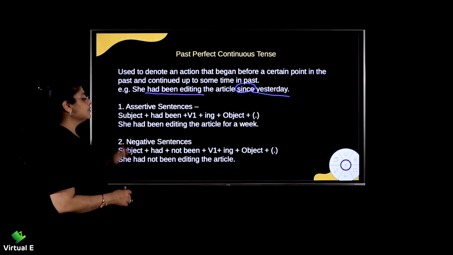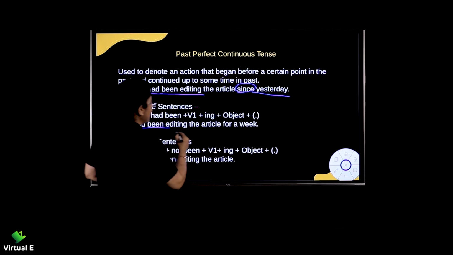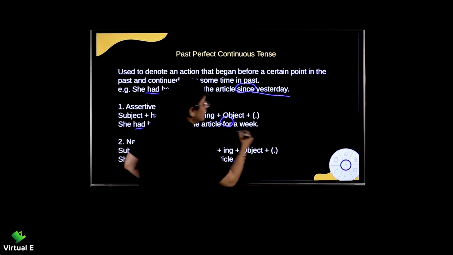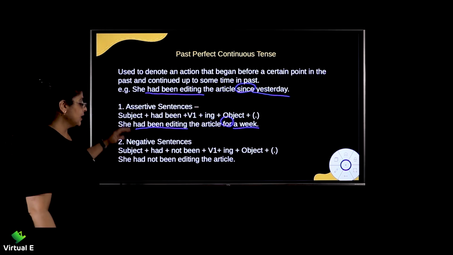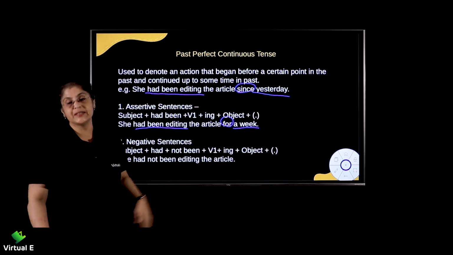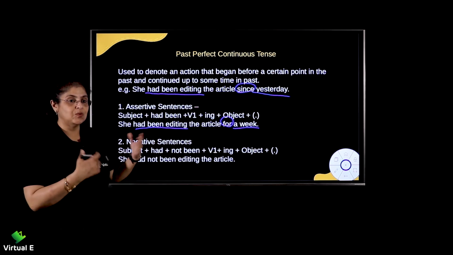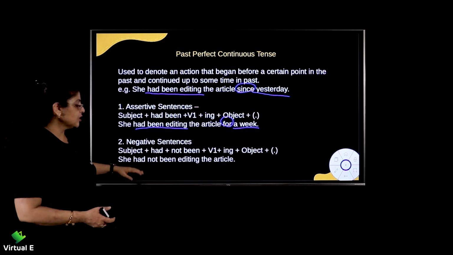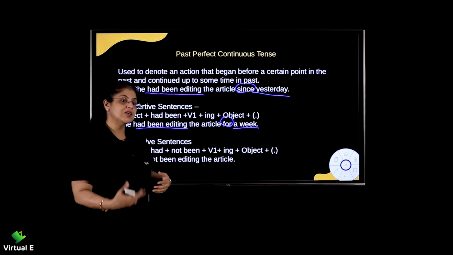Moving to the assertive: she had been editing the article for a week. Had been editing for a week, and a week is the period, how long it happened. If I talk of the negative sentence: she had not been editing the article. That is how we use it when we want to speak of something which she had not been doing, right?